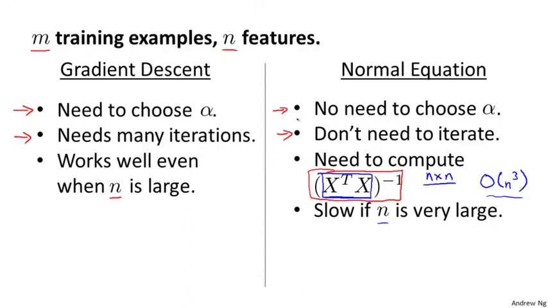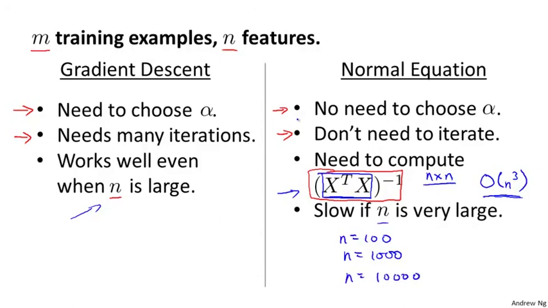So if n is large, then I might usually use gradient descent because we don't want to pay this order n cubed time. But if n is relatively small, then the normal equation might give you a better way to solve for the parameters. What does small and large mean? Well, if n is on the order of 100, then inverting a 100 by 100 matrix is no problem by modern computing standards. If n is 1000, I would still use the normal equation method. Inverting a 1000 by 1000 matrix is actually really fast on a modern computer.